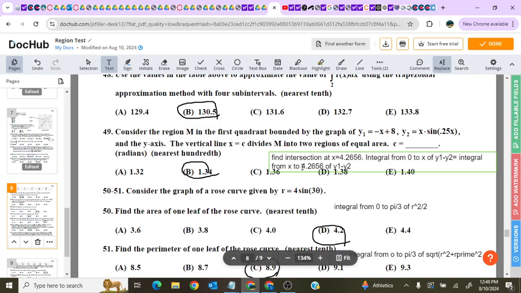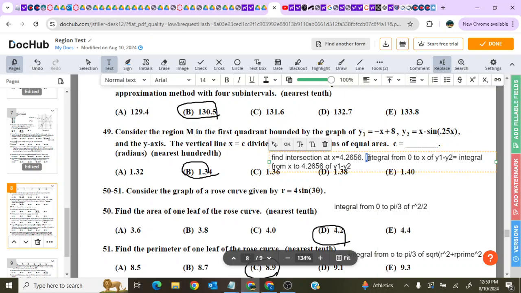In other words, you need to figure out when the integral from 0 to x of y1 minus y2 is equal to the integral from x to the intersection, 4.2656. When are they equal to each other? So that's basically what they're saying. When are the areas equal? And that happens at an x value of 1.34 if you put that in EQ solver.